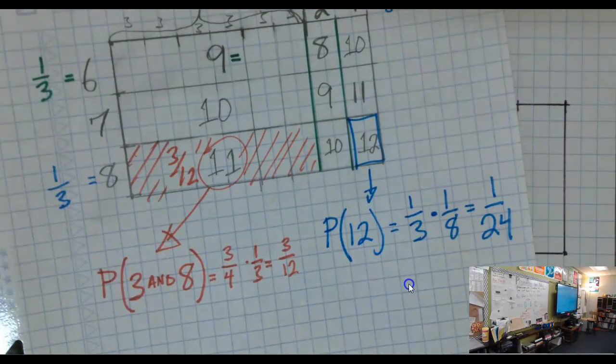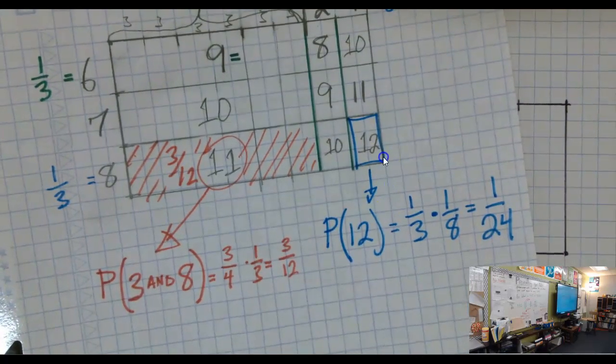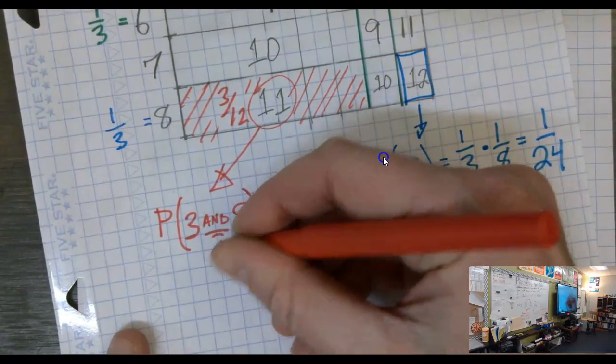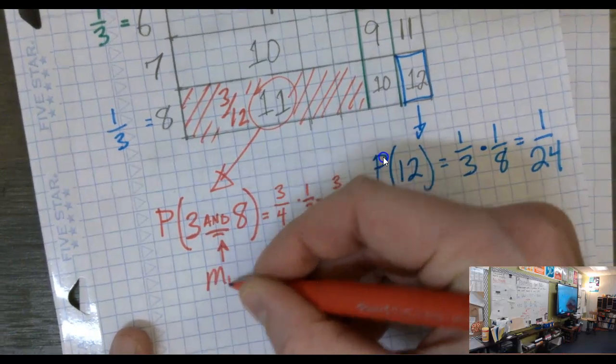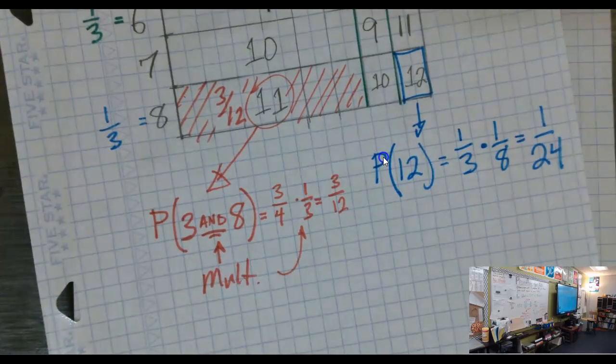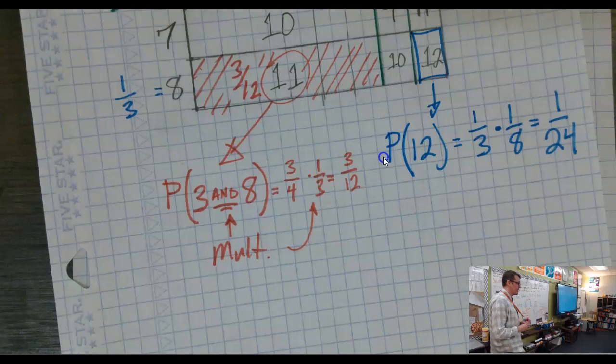Questions on what we're doing, what we're starting to get a little comfortable with? So an AND situation, you might want to code this on your paper. AND with probability tells us that we are going to multiply, because I need two things happening at the same time.